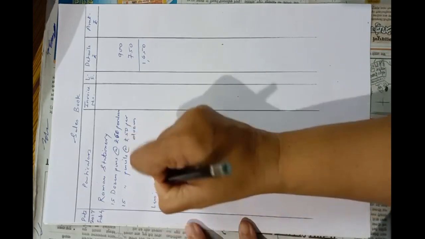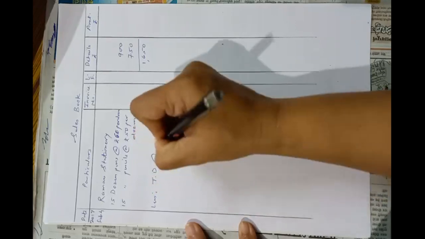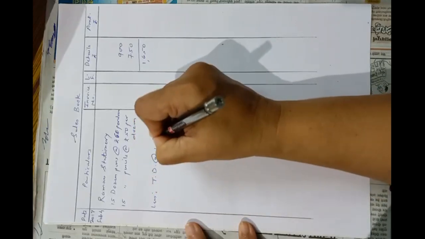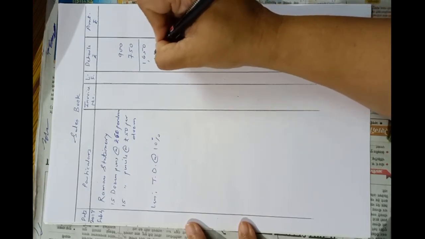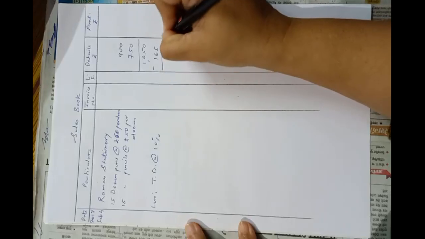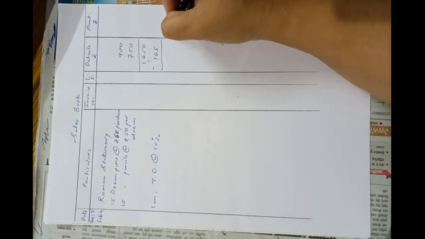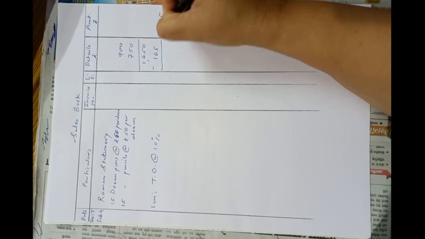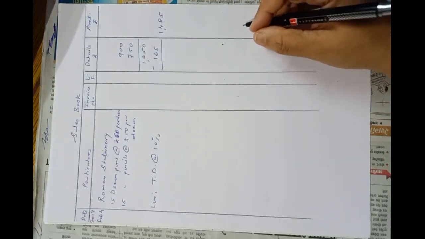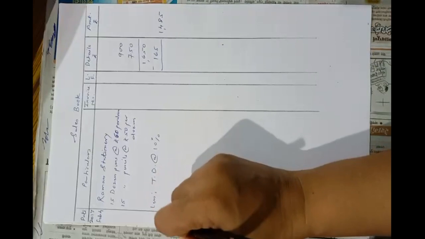It is very easy. Trade discount is again 10%. 10% of 1650 is 165. So the answer will be 1485. Okay. Now entry of February 5th.